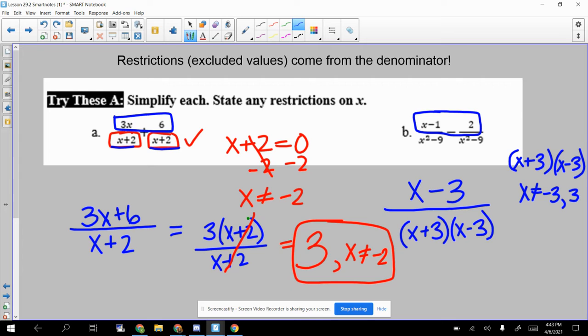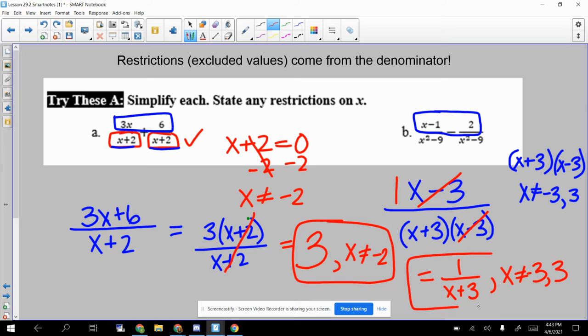And so when we do that, again, we're going to have some cancellation. So these x minus 3's will cancel. Remember, if everything cancels on the top, we can still say that there's a 1 there. So we would say that this is 1 over x plus 3 as our final answer, where x cannot equal 3 or -3. And that would be your final answer here.